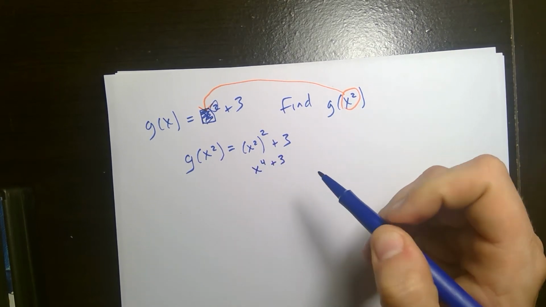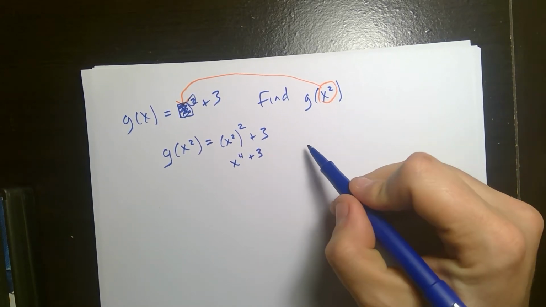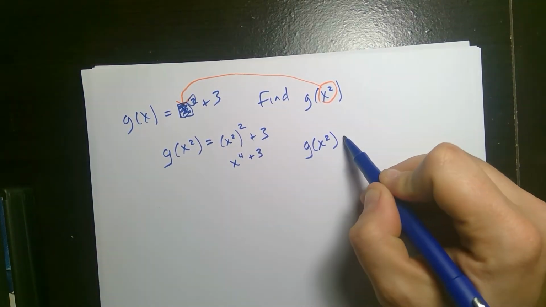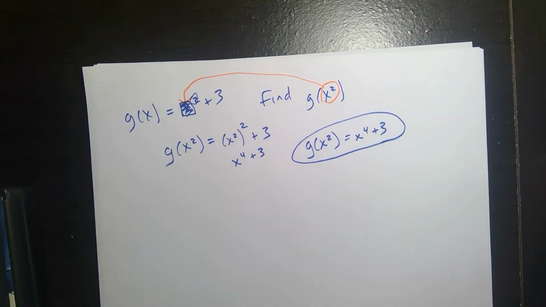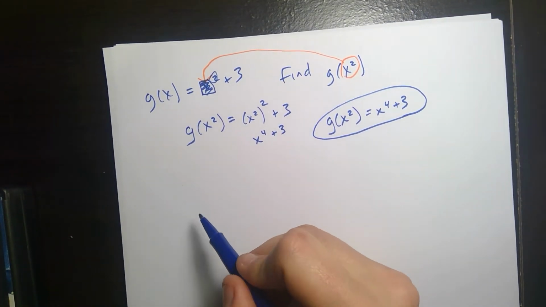This is just a nice, neat, regular 3. Nothing's going on. And so my answer would be g of x squared equals x to the 4th plus 3. Totally done. Now, let's take a look at a different one.